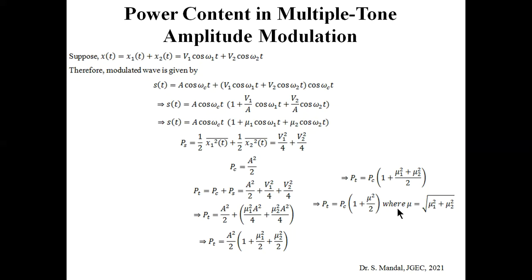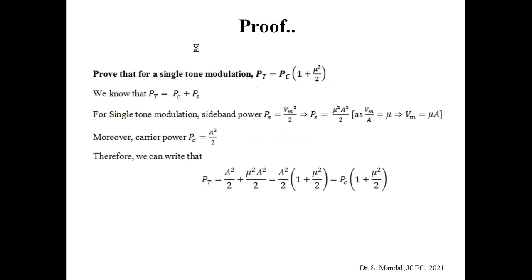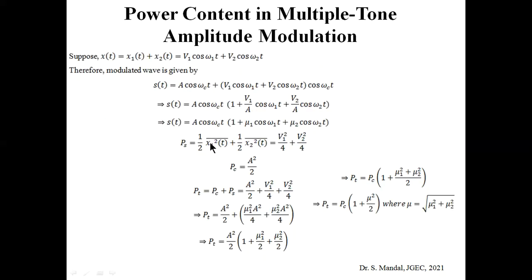Okay, now let's calculate the sideband power. The sideband power is Ps equal to half of the mean of x1 square t plus half of the mean of x2 square t. Since this is a cosine signal, the mean square value is V1 square by 2. So ultimately we get V1 square by 4, and similarly V2 square by 2 gives V2 square by 4. So the sideband power is V1 square by 4 plus V2 square by 4, and Pc is simply A square by 2.